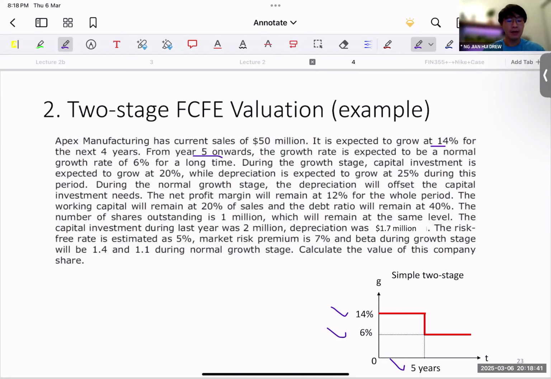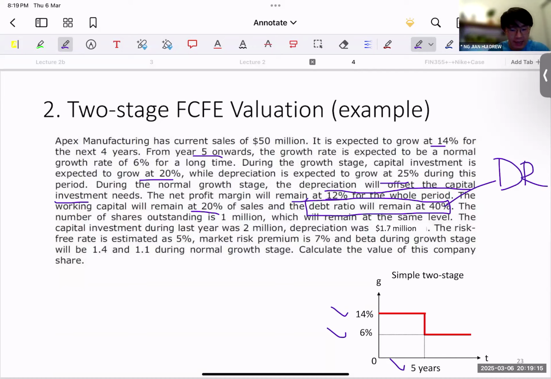Capital investment grows at 20%, same thing. Depreciation grows at 25%, the same thing as well. In normal growth, there will be offsetting of depreciation with capital investment needs. Net profit margin 12% for the whole period. Working capital 20%. Okay, so this is important here. The debt ratio remains at 40%. So this gives you a hint that you need to use the debt ratio formulation of your FCFE.